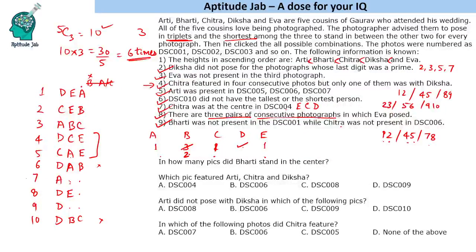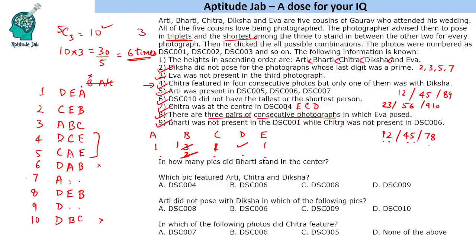Now DE के साथ क्या आ सकता है? A, B या C, right? DEA is already present. DEC is also present. DEA भी है, DEC भी है, तो बच गया DE के साथ B आना चाहिए. So this will be DEB. Okay, so B has to be present in one of the photographs.